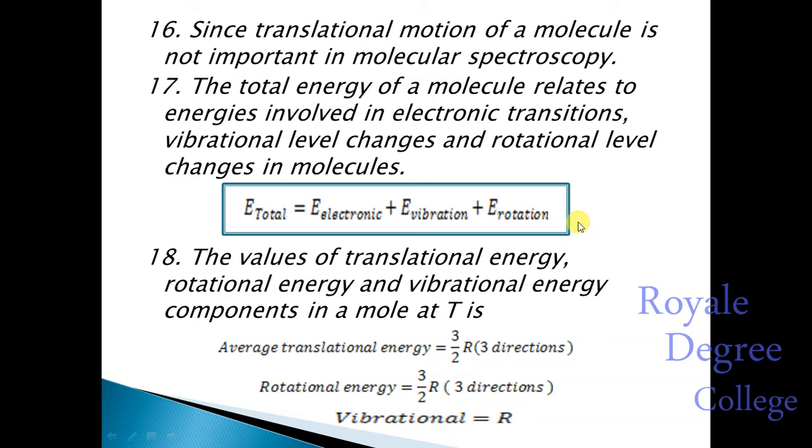So the values of translational energy, rotational energy and vibrational energy components in a mole at T are as follows. Here average translational energy is equal to 3/2 RT. Here the directions are three directions. And rotational energy is equal to 3/2 RT. Here also 3 directions. And the vibrational energy is equal to RT.